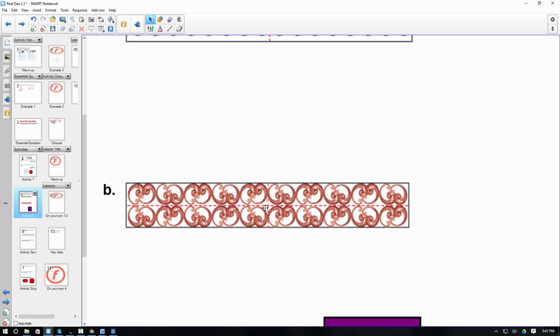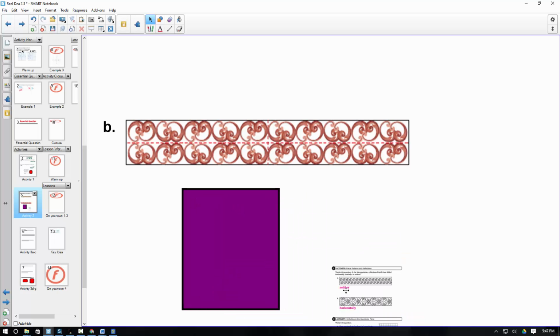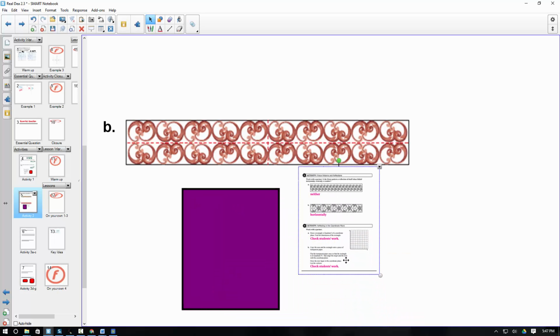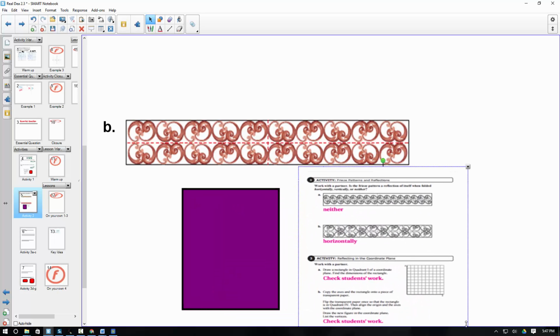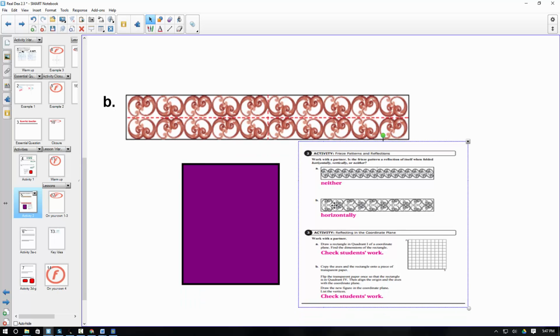This one here is absolutely going to be a horizontal. It'll flip over the top. And for vertically, it will not work because this piece does not fold over here perfectly. So again, we have neither for the first one and then horizontally for the second one.